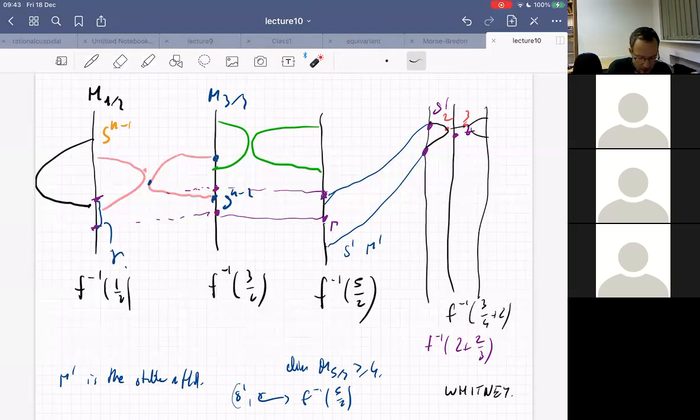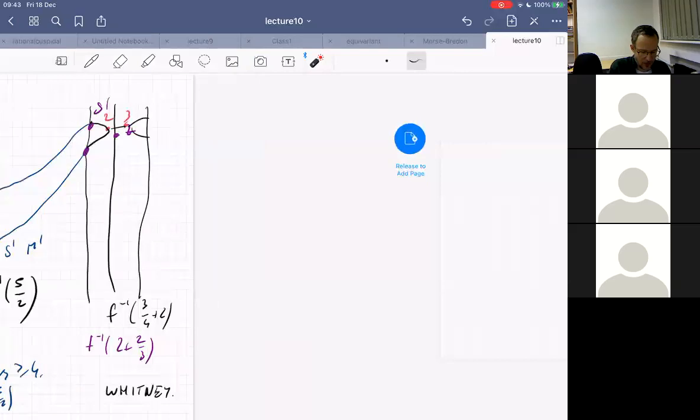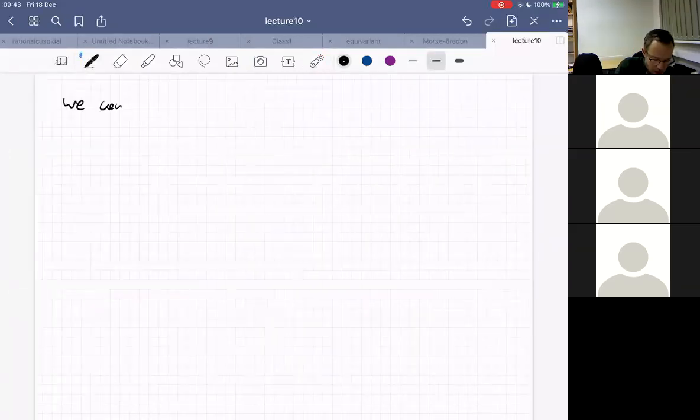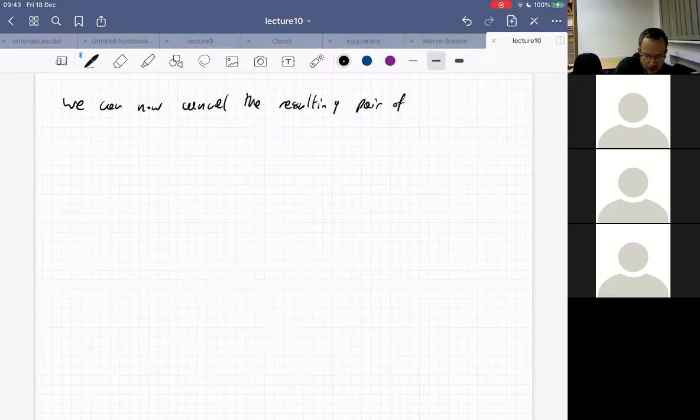But anyway, we have created an index 2 critical point and index 3, and this index 2 critical point has precisely one trajectory from the index 1 to the index 2 critical point. So now we rearrange, so we are allowed to move this critical point over here and then cancel. We can now cancel the resulting pair of 2, 3 critical points.